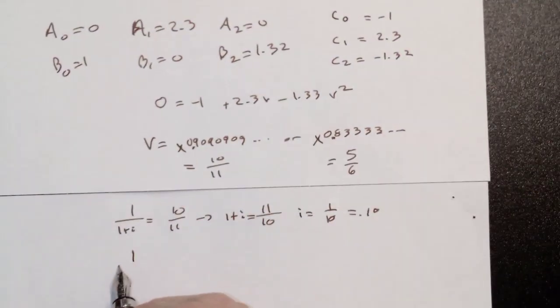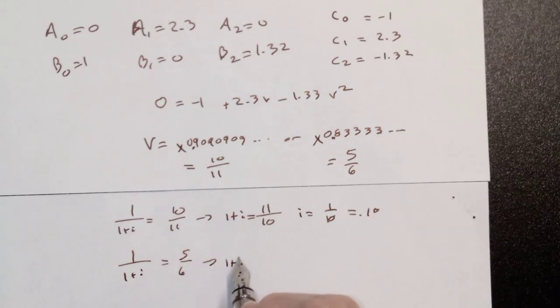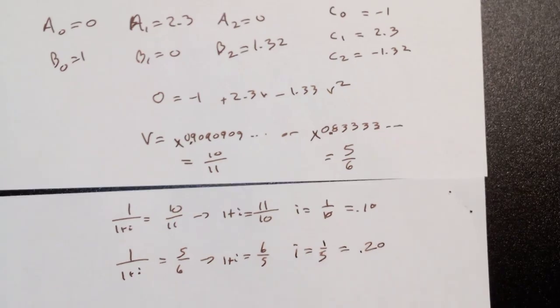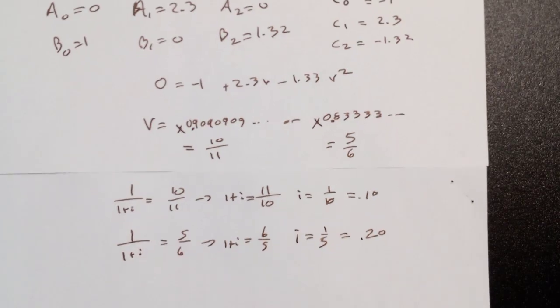And similarly here, 1 over 1 plus I is 5 over 6, 1 plus I is 6 over 5, so I is 1/5, or 0.20. So there are two different interest rates that work here, 10% and 20%. All I'm doing is tweaking this last value, and I get wildly different results. We'll do one more.